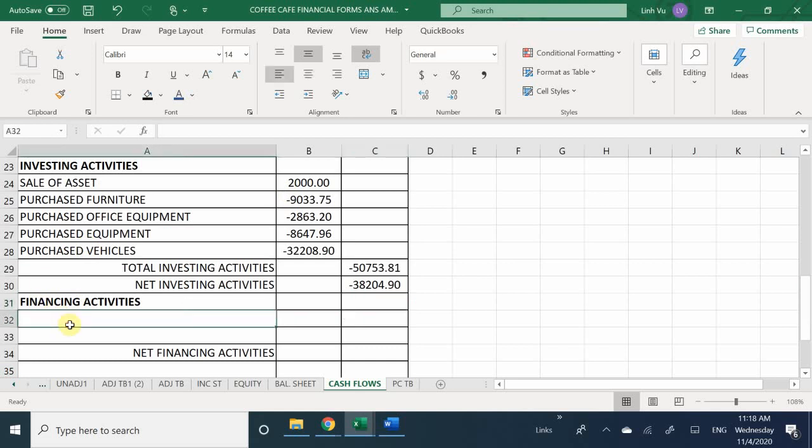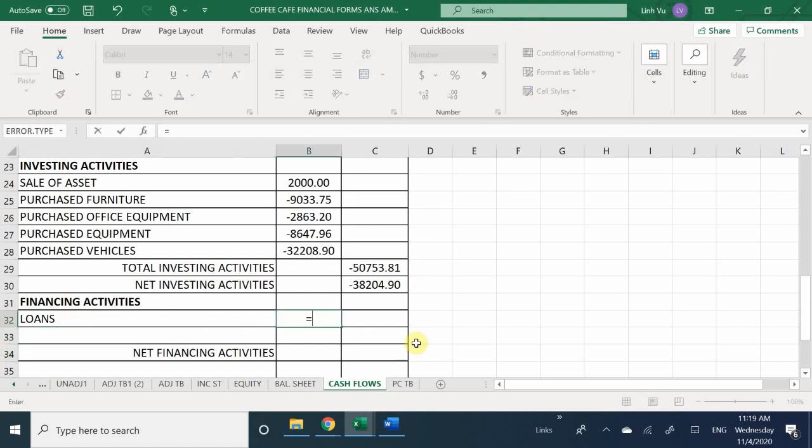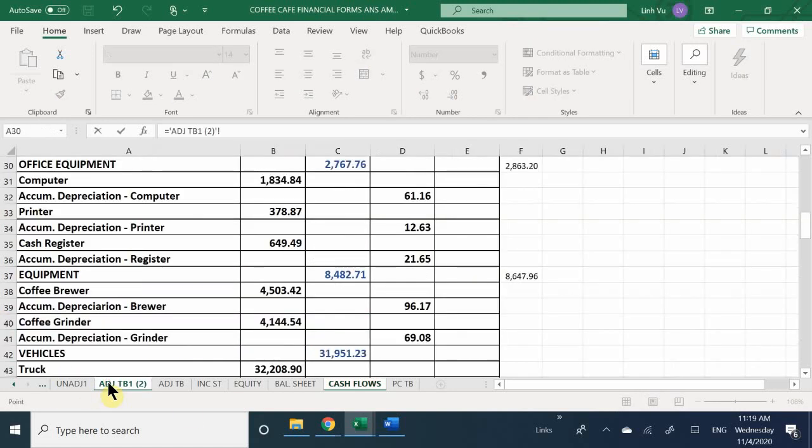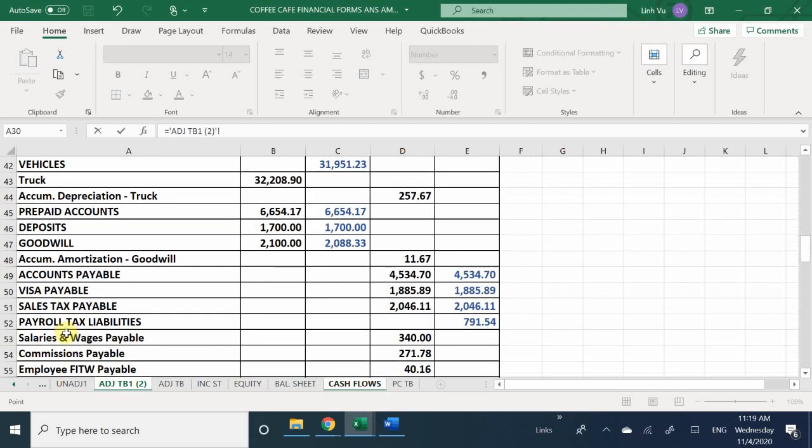Now, the last thing is going to be financing activities. So what this one's going to entail is your loans. All right. Anything that you borrowed money for, right? In this case, it's a positive because you actually received money. And what did you do with that money? You bought a car with it. So that's going to be a positive number. So we're going to go to our adjusted trial balance and we're going to find our loans.